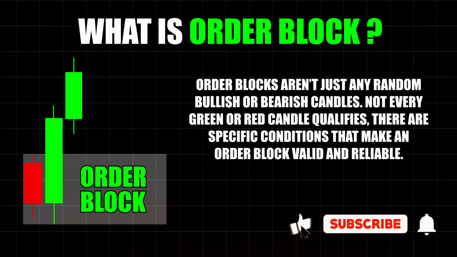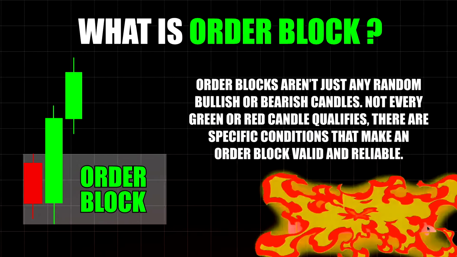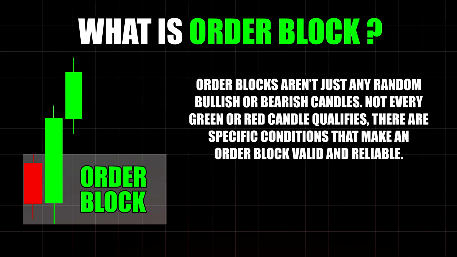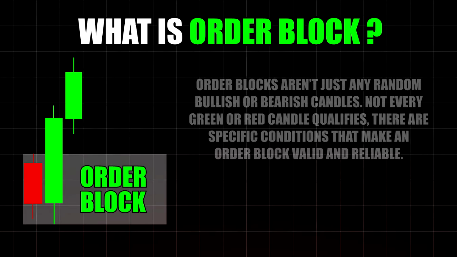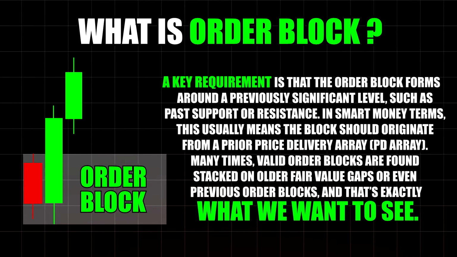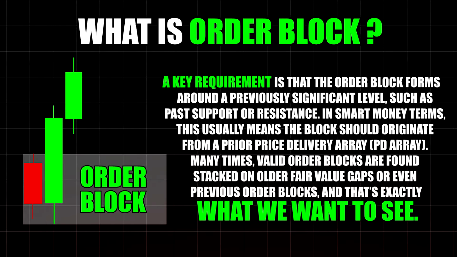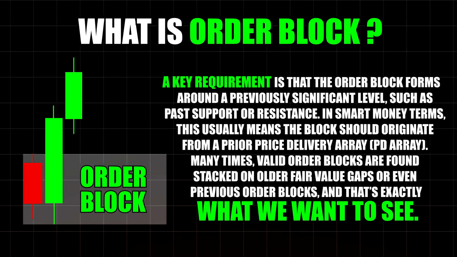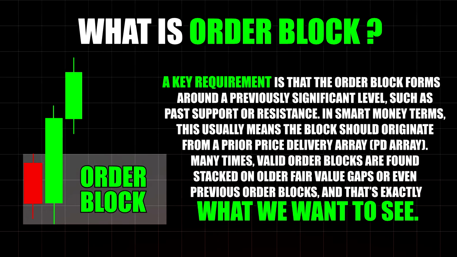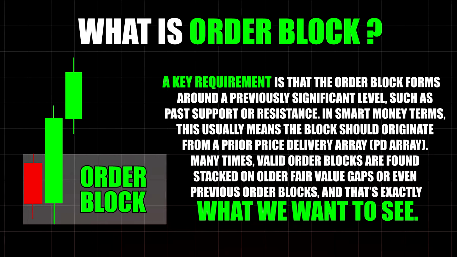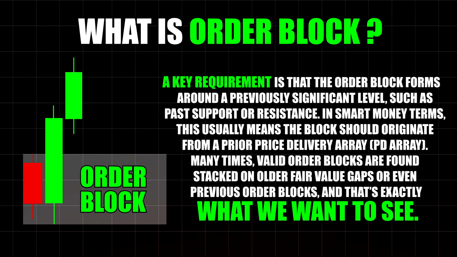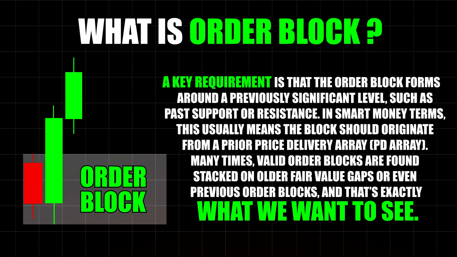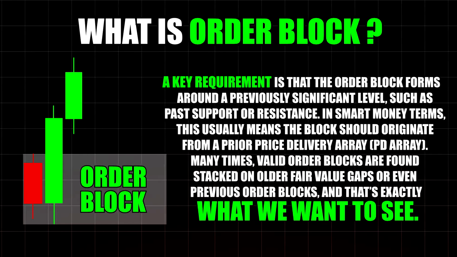Order blocks aren't just any random bullish or bearish candles. Not every green or red candle qualifies. There are specific conditions that make an order block valid and reliable. A key requirement is that the order block forms around a previously significant level, such as past support or resistance. In smart money terms, this usually means the block should originate from a prior price delivery array, PD array. Many times, valid order blocks are found stacked on older fair value gaps or even previous order blocks, and that's exactly what we want to see.